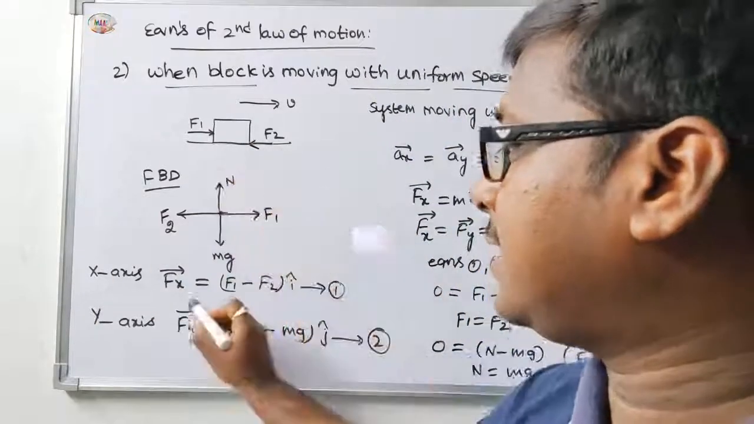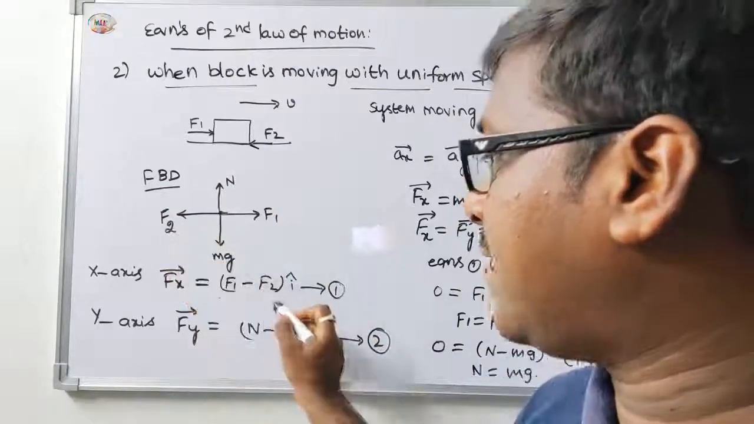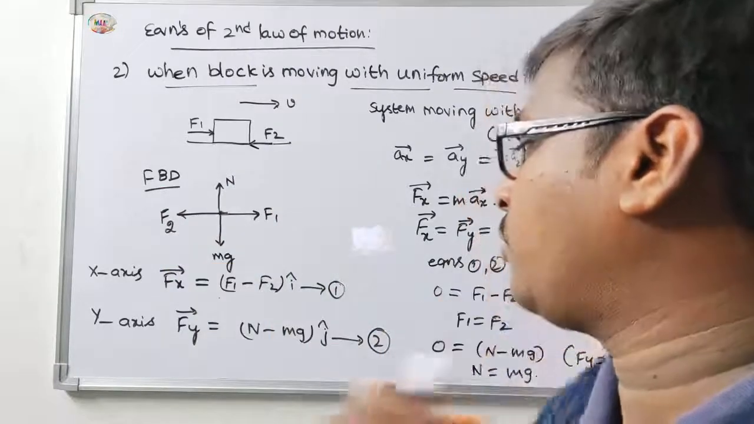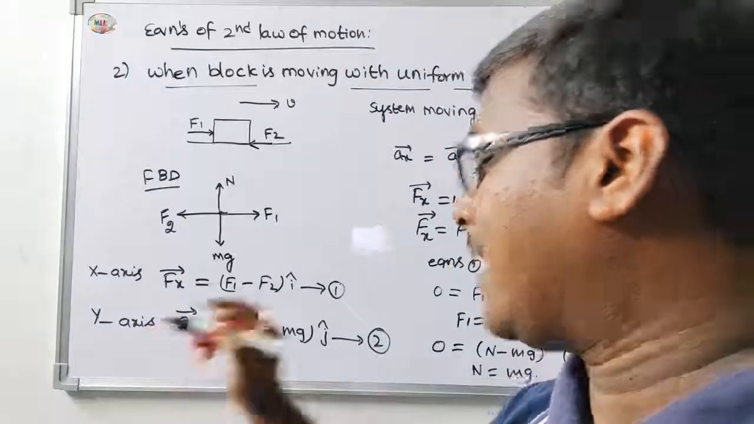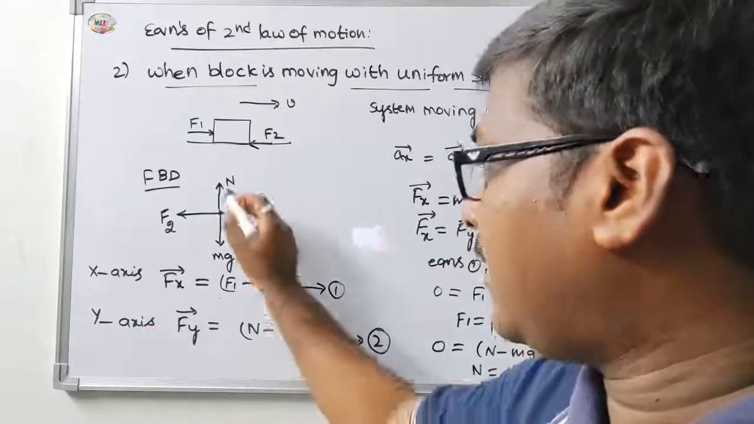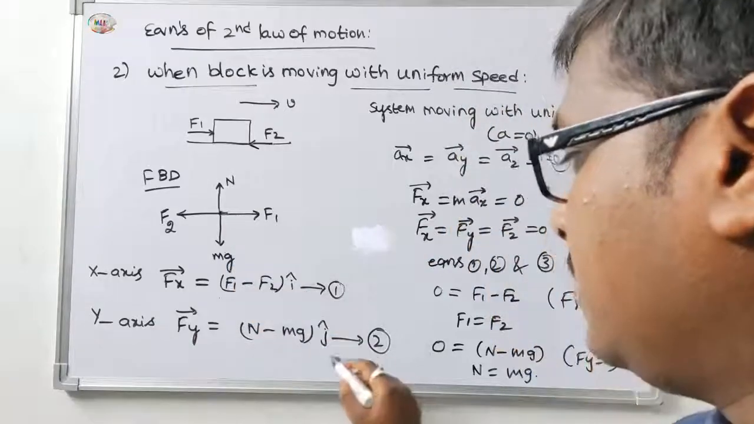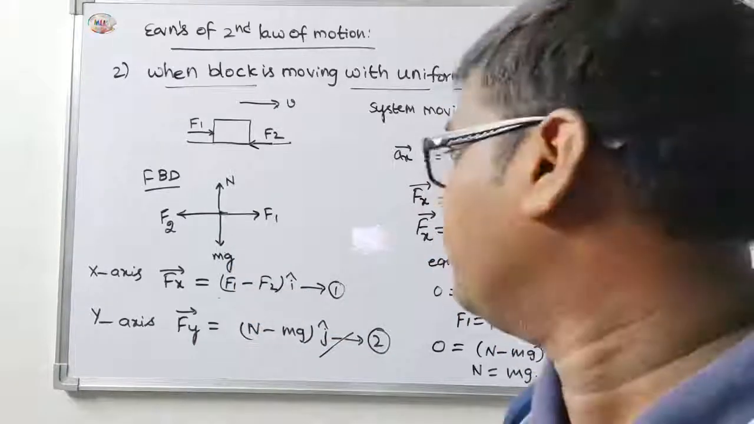Along the x-axis, Fx is equal to (F1 minus F2) into i cap. That is equation number 1. Along the y-axis, Fy is equal to (N minus mg) into j cap. This is equation number 2.